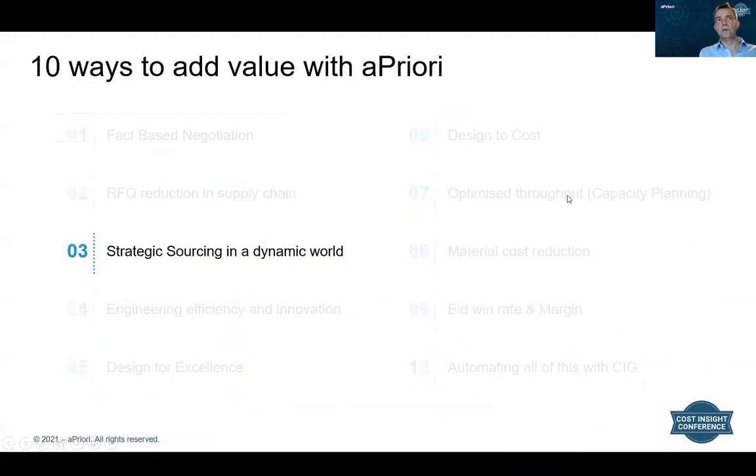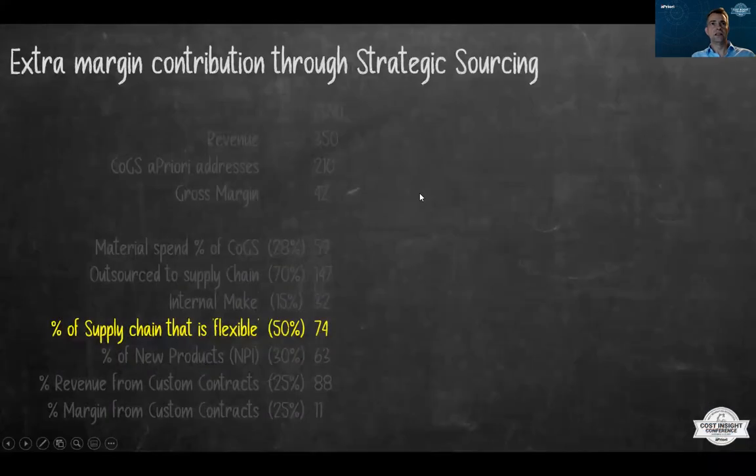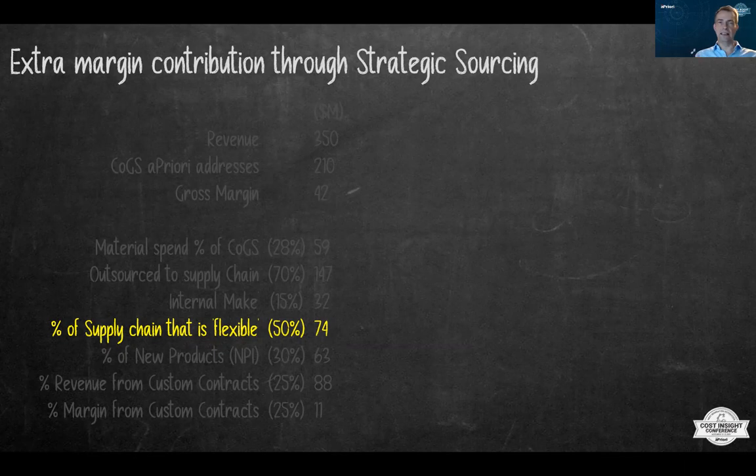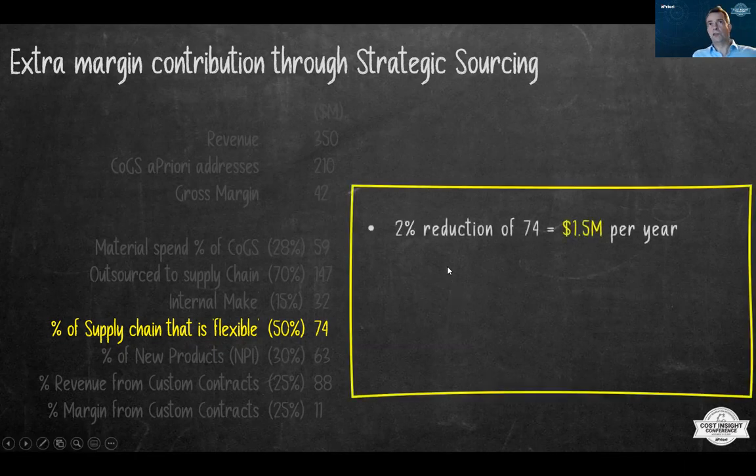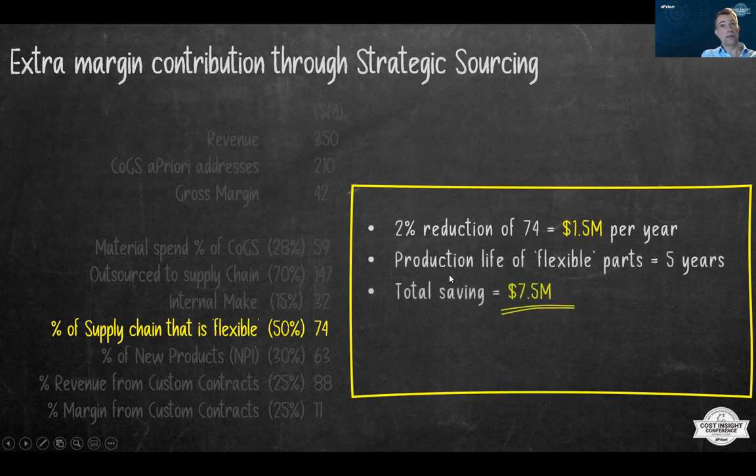So there are many more ways that we can help strategic sourcing make decisions just like that, but what does it mean to us? Well, let's suppose that half of my supply chain, that's 74 million, is flexible. The stuff that just has to be made in certain places for all sorts of reasons, I can't really mess around with that. But let's say half of it I can really explore the options on. And I took 2% out of the cost of that. That's worth 1.5 million per year. And over the life of the product, that could be worth about $7.5 million to us.